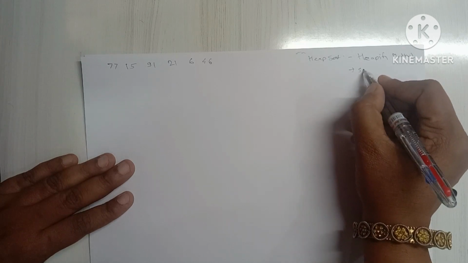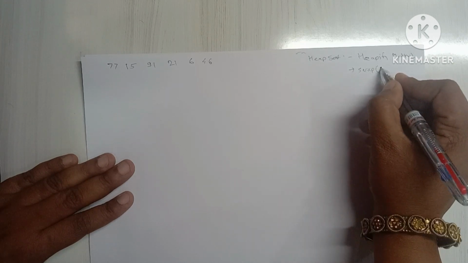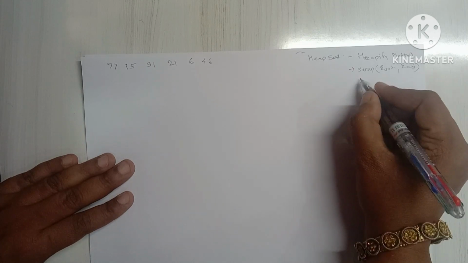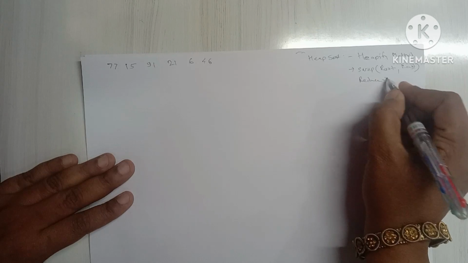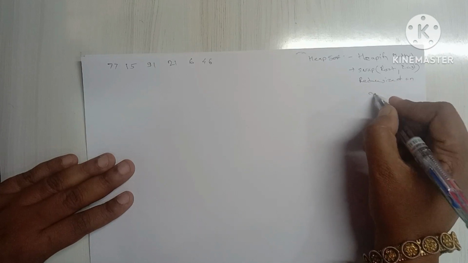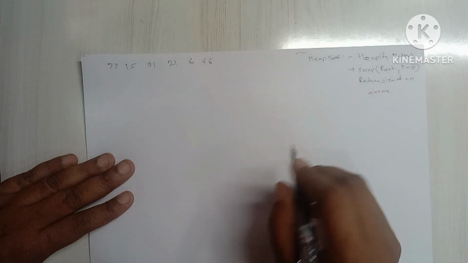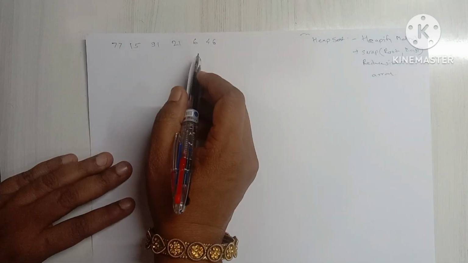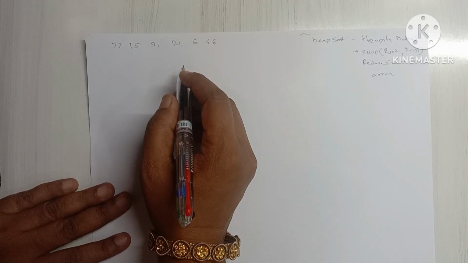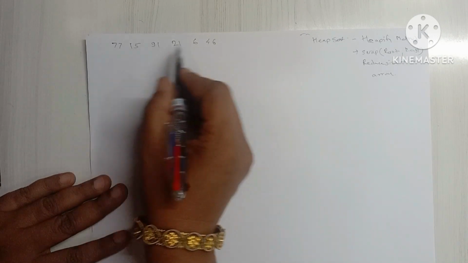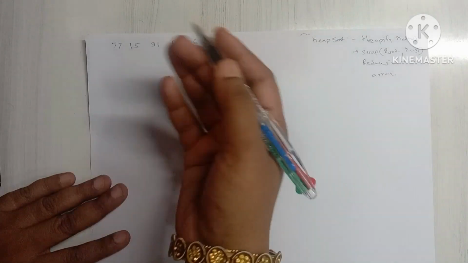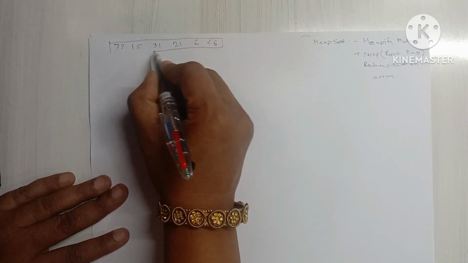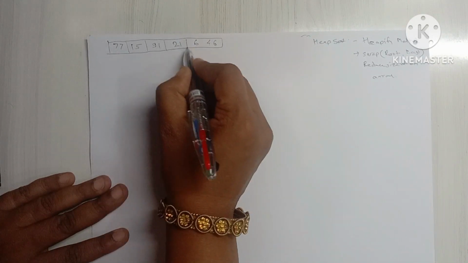Then the second step, we need to swap. What do we need to swap? The root element with the last element, and then reduce the size of the array, as we are performing the deletion operation of a root. Let's see this example so you will get a clear idea. These are the elements, so how can we store them in the array? In the same way as given. So this is our array.